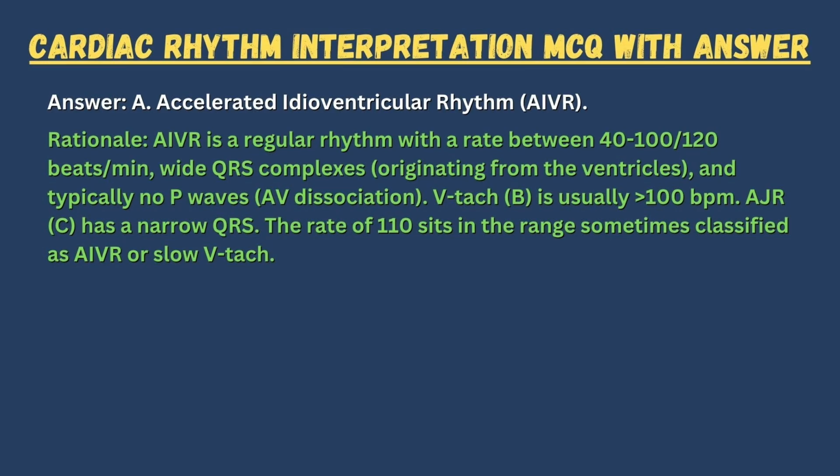Accelerated idioventricular rhythm, AIVR. Rationale: AIVR is a regular rhythm with a rate between 40 to 100, or over 120 beats per minute, wide QRS complexes originating from the ventricles, and typically no P waves, AV dissociation. V-Tach, B, is usually greater than 100 beats per minute. AJR, C, has a narrow QRS. The rate of 110 sits in the range, sometimes classified as AIVR or slow V-Tach.